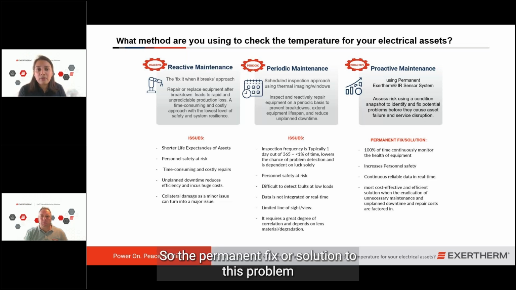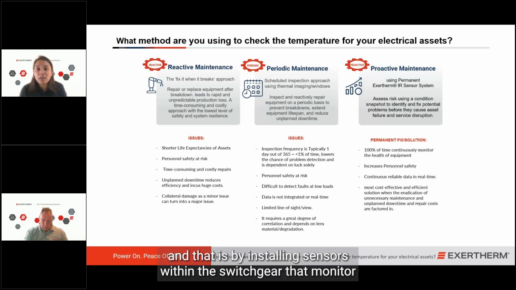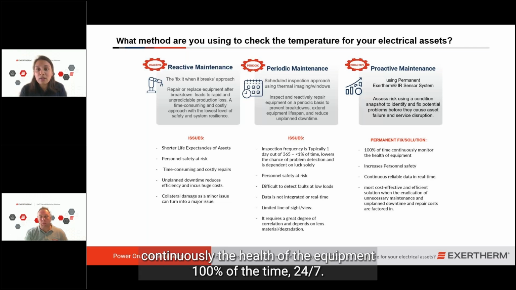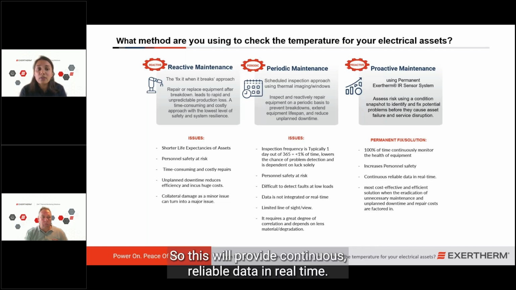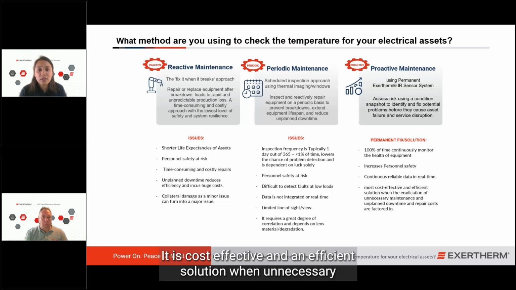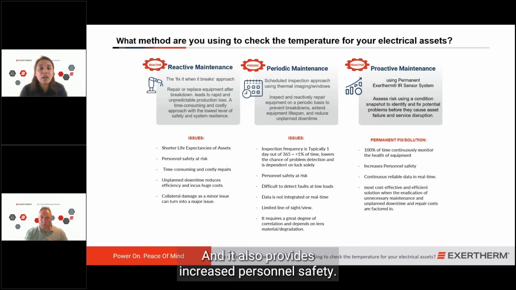So, the permanent fix or solution to this problem is by using a proactive approach to maintenance, and that is by installing sensors within the switchgear that monitor continuously the health of the equipment 100% of the time, 24/7. So this will provide continuous reliable data in real time. It is a cost effective and efficient solution when unnecessary maintenance, unplanned downtime, and repair costs are eradicated. And it also provides increased personnel safety.